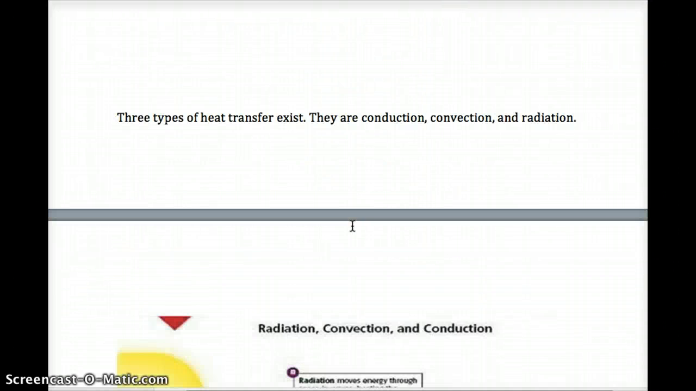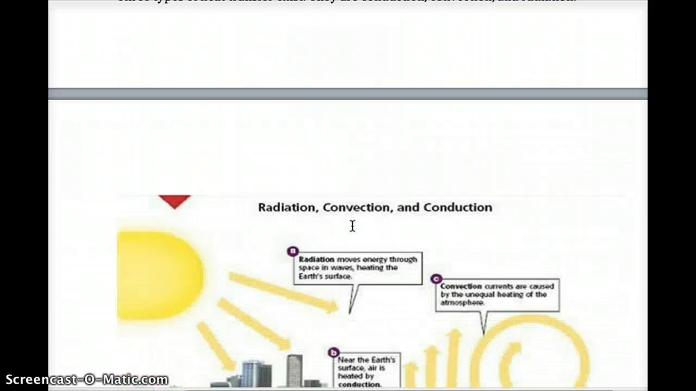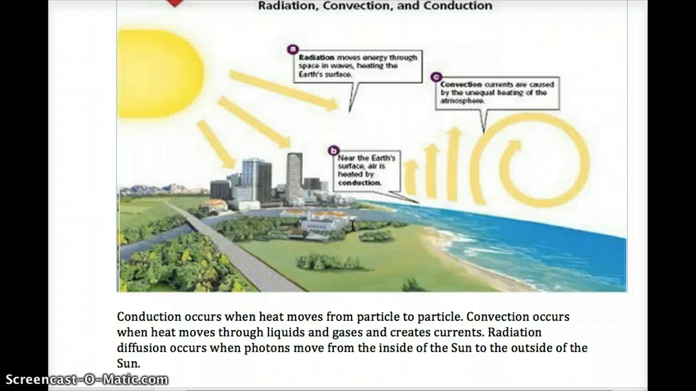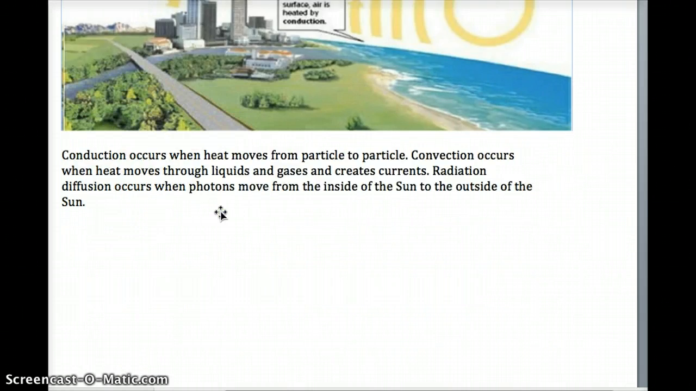Three types of heat transfer exist. They are conduction, convection, and radiation. Conduction occurs when heat moves from particle to particle. Convection occurs when the heat moves through liquids and gases and creates currents. Radiative diffusion occurs when the photons move from the inside of the Sun to the outside of the Sun.